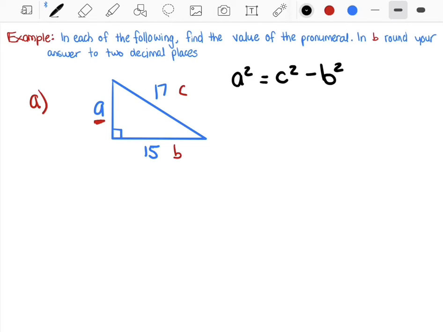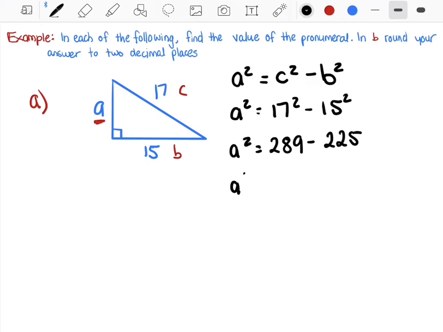I've already got these labelled with their sides. So C is 17 and B is 15. I'm going to substitute those in, so I'm going to have 17 squared take away 15 squared. Keep this step by step until you really get the hang of it. The first thing we do is 17 squared, which is 289. And then we do 15 squared, which is 225.